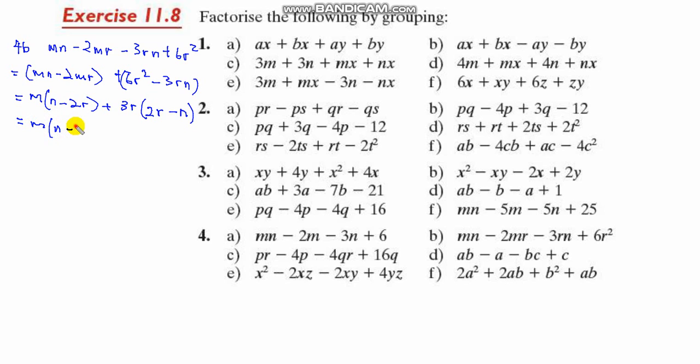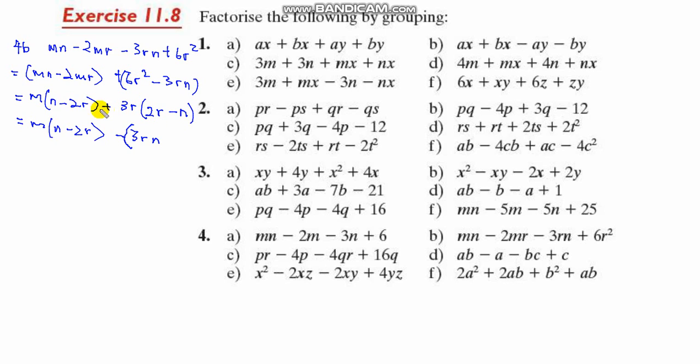So what you have to do, when you are facing this problem, is go back to the original equation, I mean the mathematical expression. Instead of putting 6r squared as the third term, let's put minus 3rn as the third term. Why did we go wrong? We didn't get a common factor. It's the arrangement of the terms.